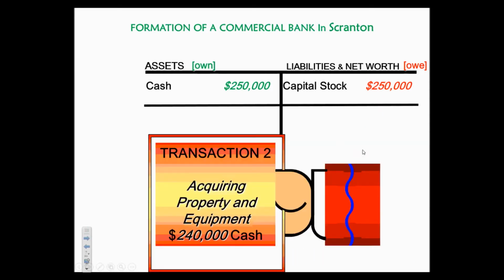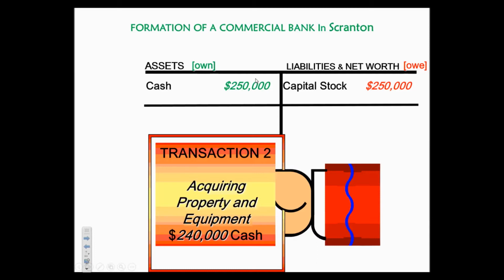So the next transaction: in order to have a bank, you need a building, a safe or a vault, and a calculator. Agreed? So he's going to buy a building, a safe, and a calculator for $240,000. How do we account for that? Okay, so we're going to take 240 out of the cash, right? Then what? That's the confusing part. What do we do then?